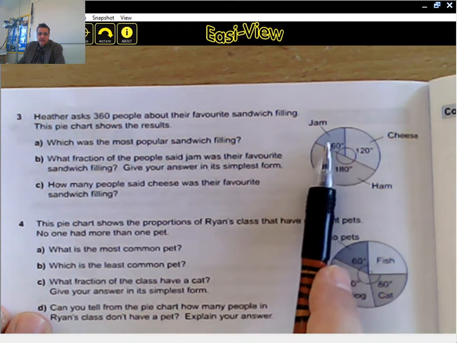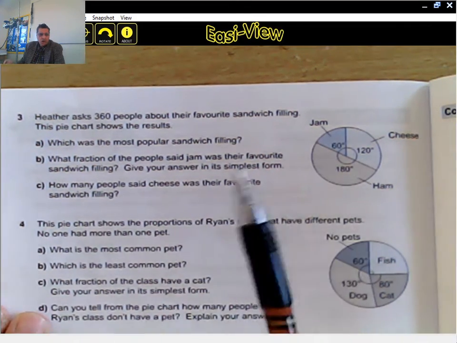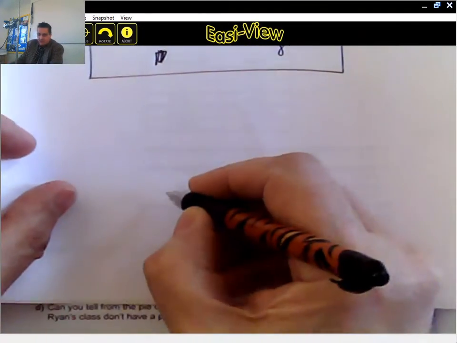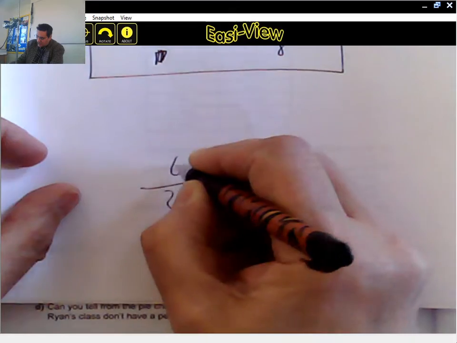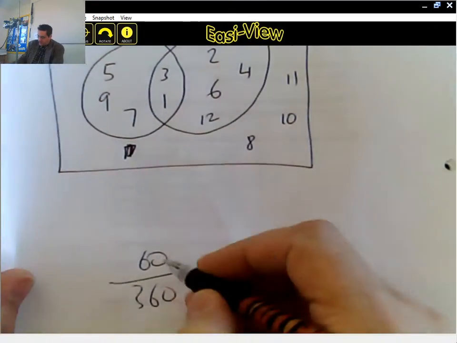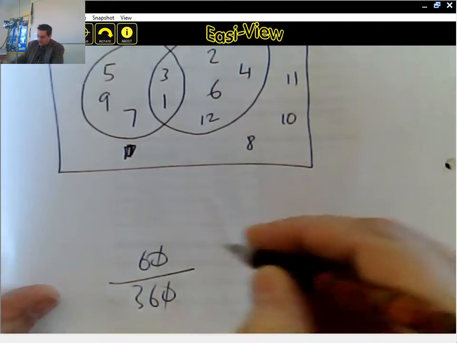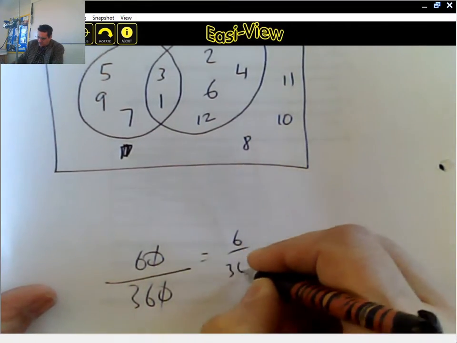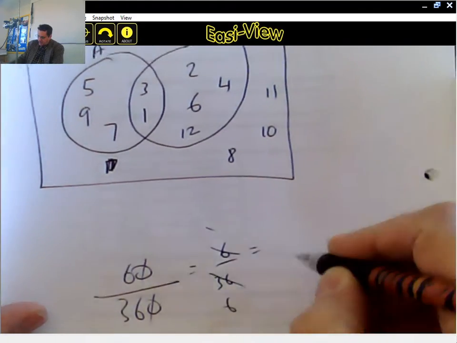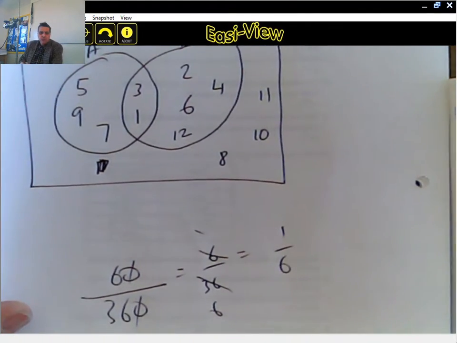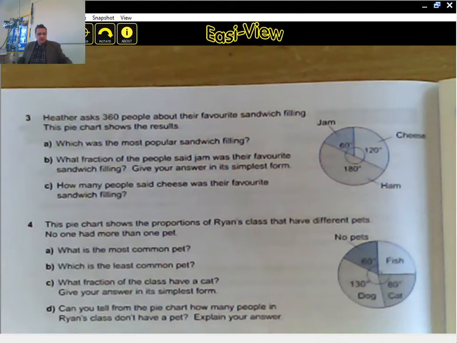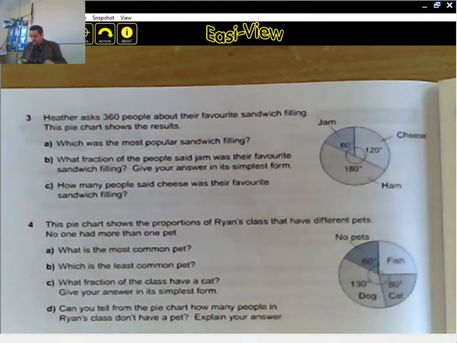Now jam's going to be 60 degrees over 360. Can you see that? Because the whole pie is 360 degrees, and jam is 60 degrees. Let's just check. Correct. And now we're going to simplify it. Well, let's cancel by dividing top and bottom by 10. That gives us 6 out of 36. Now we can divide top and bottom by 6. So 1/6 of the people preferred jam sandwich above anything else. That's fine. Jam sandwiches are delicious.